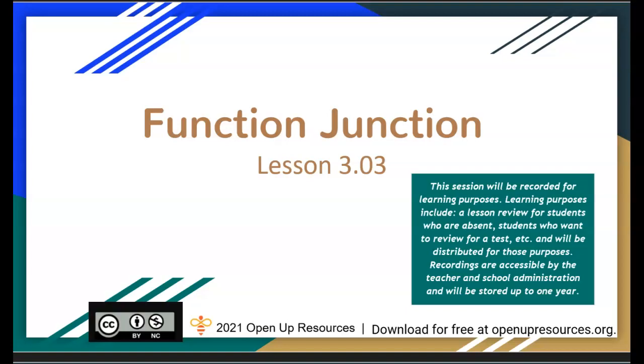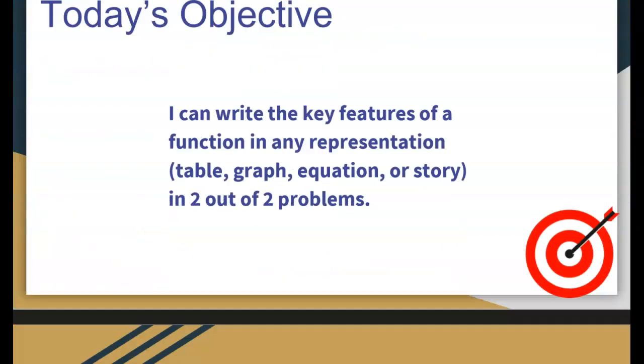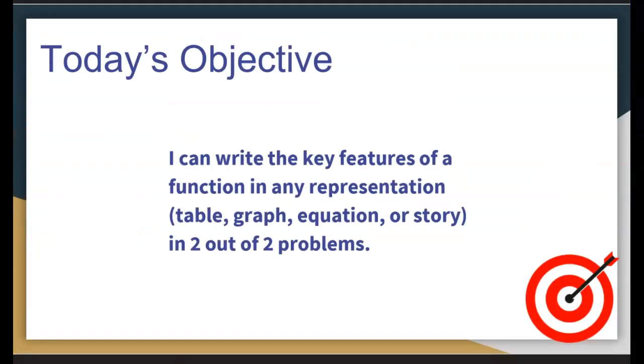Today we'll be looking at lesson 303, Function Junction. Our objective today is I can write the key features of a function in any representation, a table, a graph, an equation, or a story, in 2 out of 2 problems. So this is what we've been looking at already in this unit. We've been doing key features of functions. And now we're just going to keep practicing with different representations.